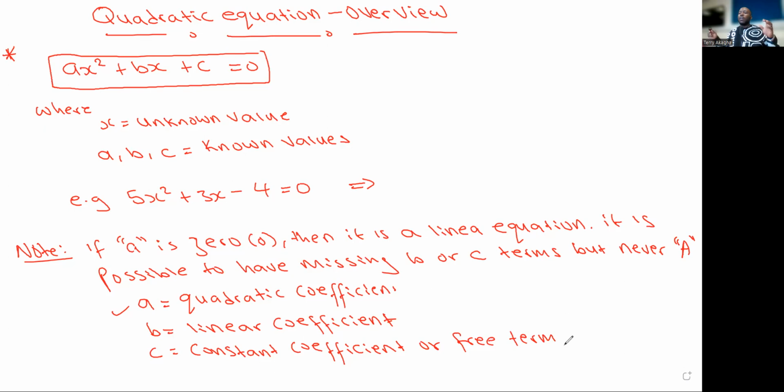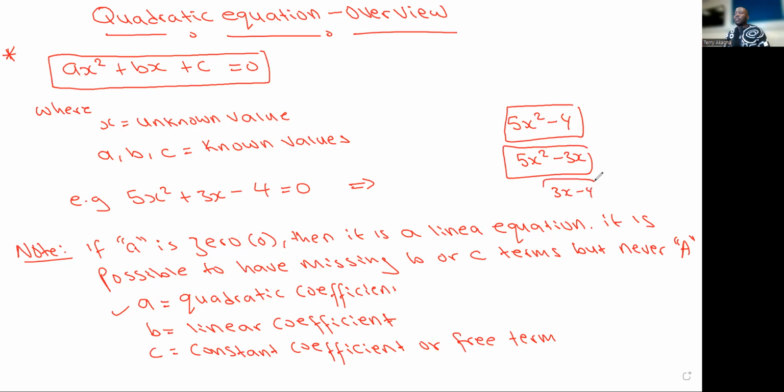So that means you can have things like, for example, 5x squared minus 4. This is still a quadratic equation. You can have 5x squared minus 3x. This is still a quadratic equation. But you can never have 3x minus 4 like this. This is just a linear equation. So these two are quadratic equations, and this is not a quadratic equation.